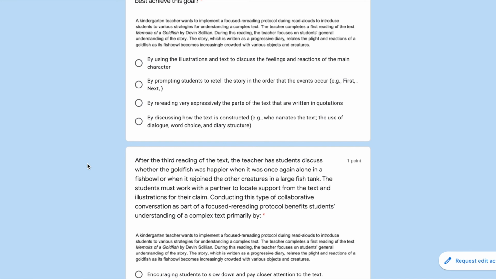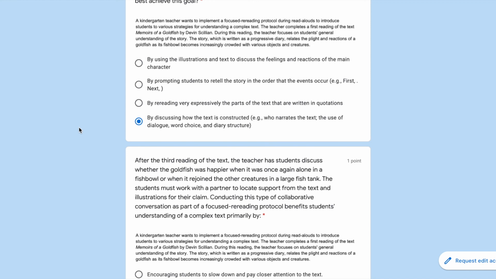If you're going with letter D, so am I. D is correct because analyzing an author's craft includes analyzing text structure, word choice, narration, and dialogue. During the discussion, the teacher can use text-dependent questions aimed at author's craft in order to support students in understanding the text on a deeper level.